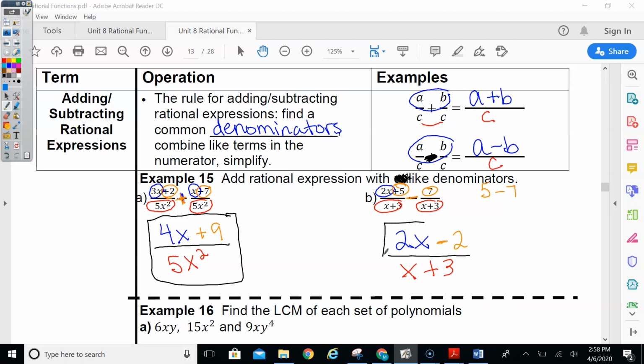Okay, so if the denominators are the same, fairly easy. You just combine like terms in the numerator. So here, same denominator. You combine like terms, so combine like terms in the numerator.